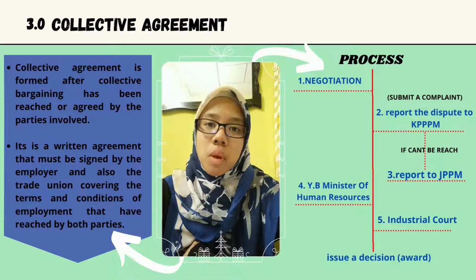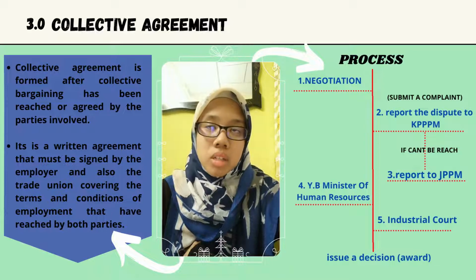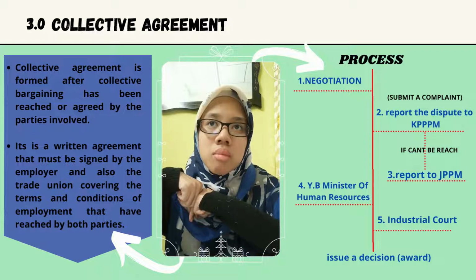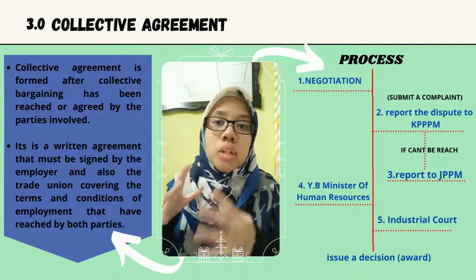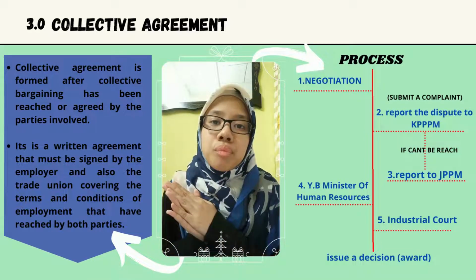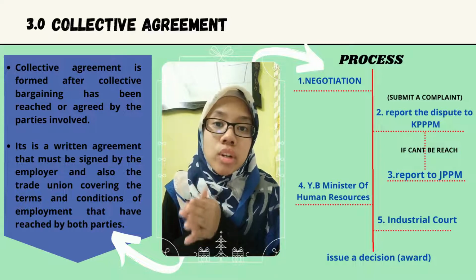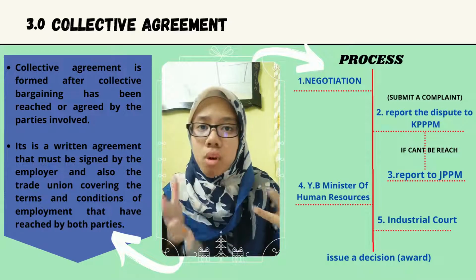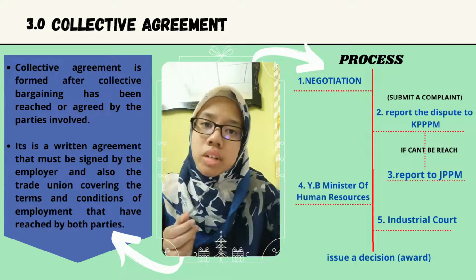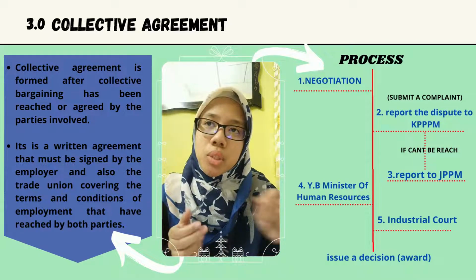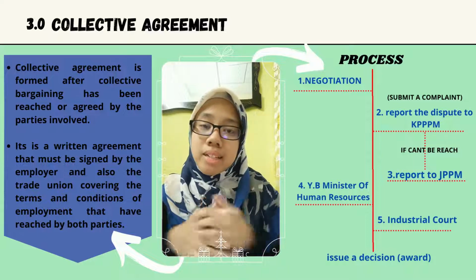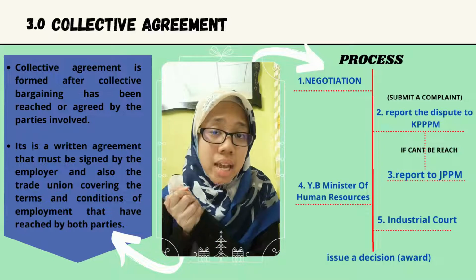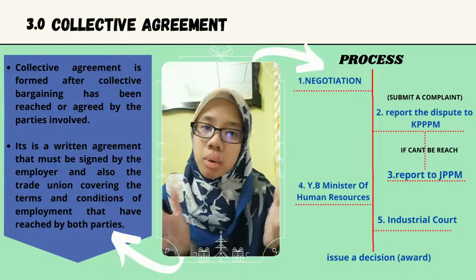We might already be familiar with the term collective bargaining, right? So this one is the collective agreement. It means that after collective bargaining has been reached or agreed by the parties involved, the collective agreement is formed. It is a written agreement between the employers and the trade union covering all the terms and conditions of employment that have been reached by both parties.